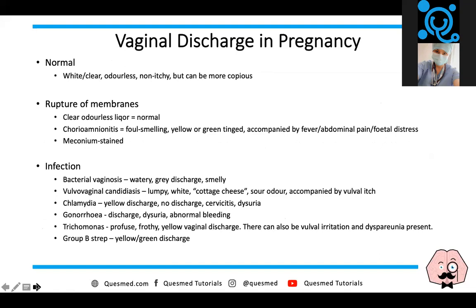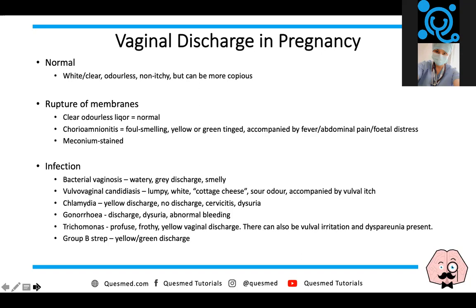Other reasons for discharge include things like rupture of membranes, and a normal rupture of membranes produces clear odorless liquor, and that's normal. And that can be anything from wet underwear to a trickle to a gush of fluid, and that is a normal spontaneous rupture of membranes.